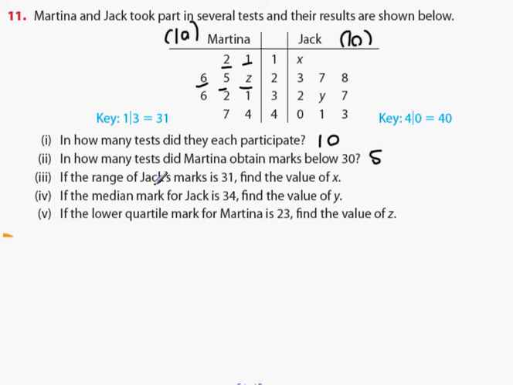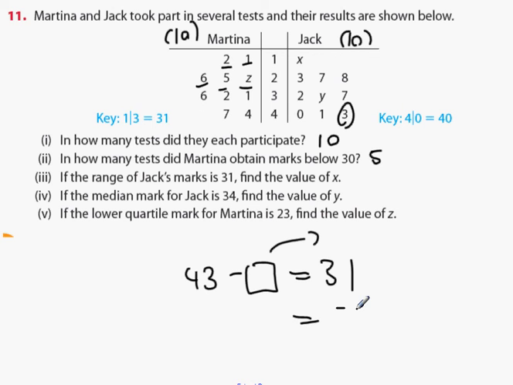The range of Jack's marks was 31. Find the value of x. How'd you do that? 43 take away 31. 43 take away a certain number equals 31. And then what Josh said is true. You bring this box over to your side. Bring the 31 over to your side. So 43 minus 31 is 12. What does that make x? 2. 1, 2 is 12. Okay? 2.